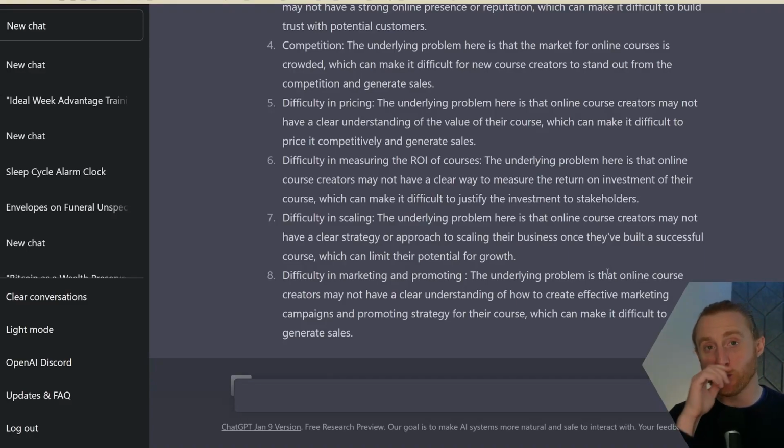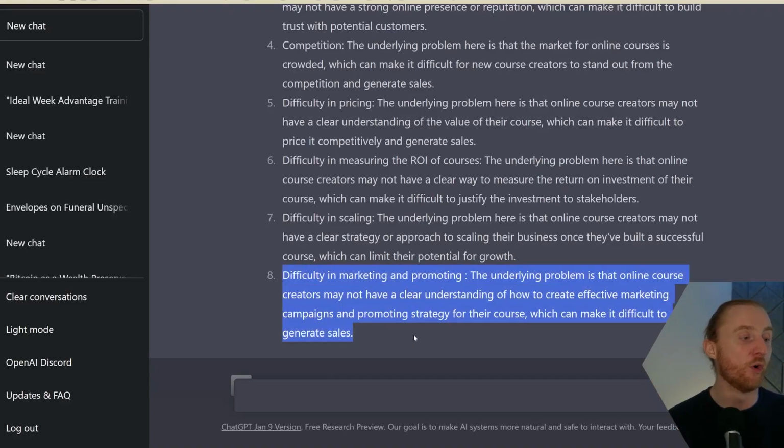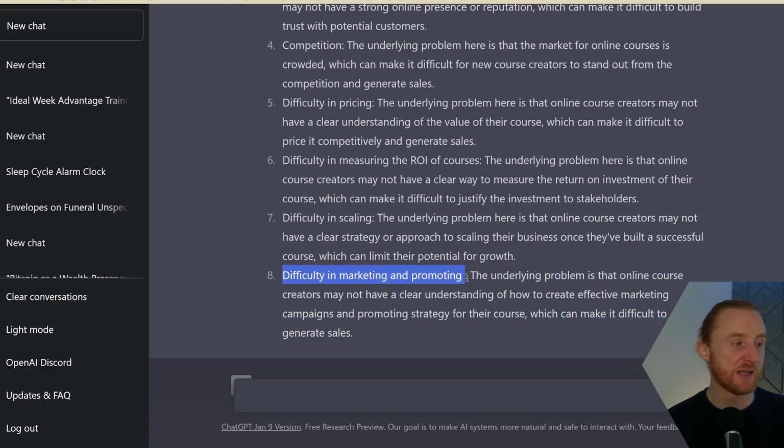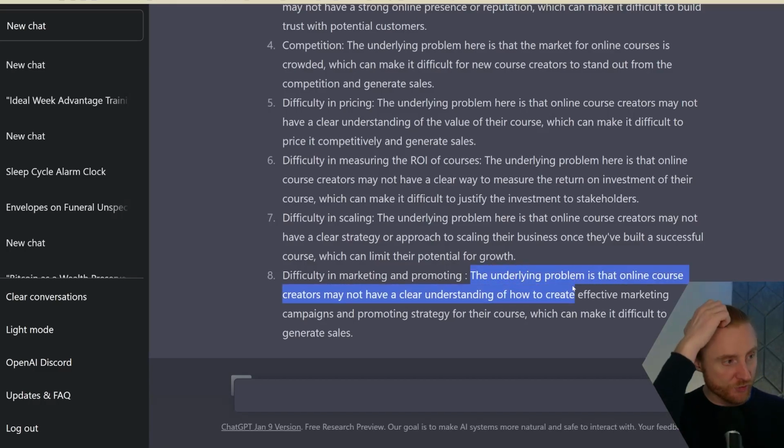Now, for the purposes of what we're talking about here, what I want to point out is we zeroed in on one of the problems and pain points, which was difficulty in marketing and promoting, right? The underlying problem is that the online course creators may not have a clear understanding of how to create effective marketing campaigns and promotion strategy for their course, which makes it difficult to generate sales. Now, I know my market well enough to know that that's exactly right, but this is the core of what we're going to use at the core of the ad that we're creating, right?